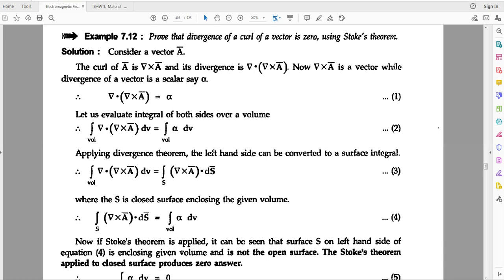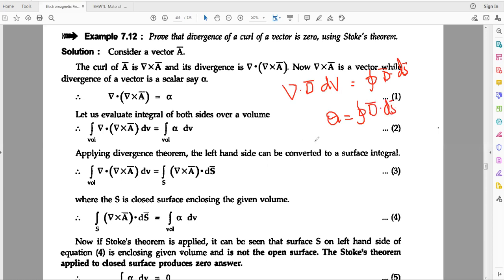Applying the divergence theorem, the left hand side can be converted into the surface integral. Del dot D bar dv is equal to the surface integral of D bar dot dS. Okay, my students, actually this is from the Gauss law of electric field: Q is equal to the integral of D bar dot dS.